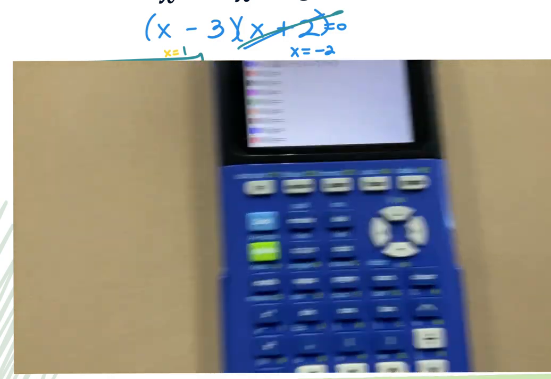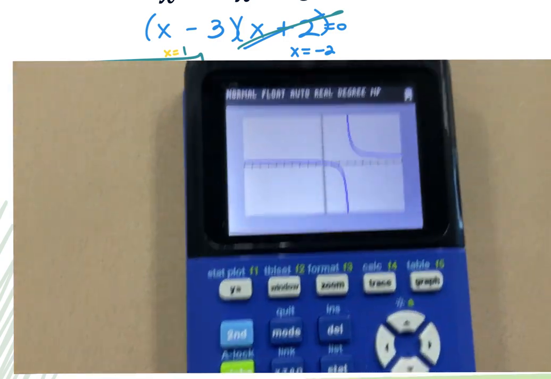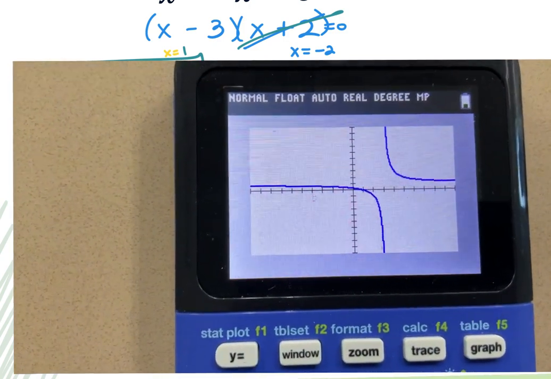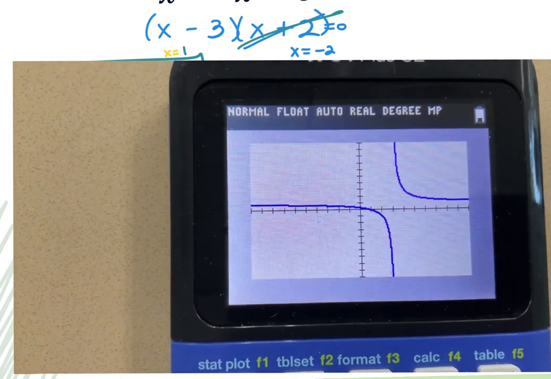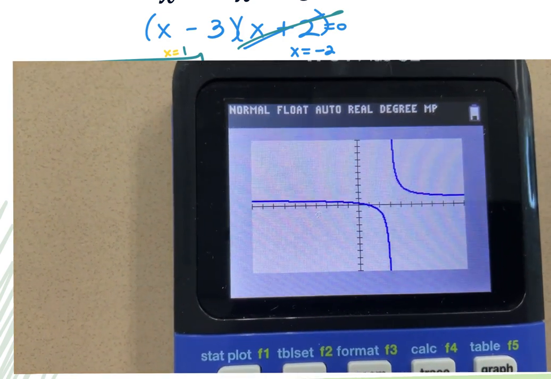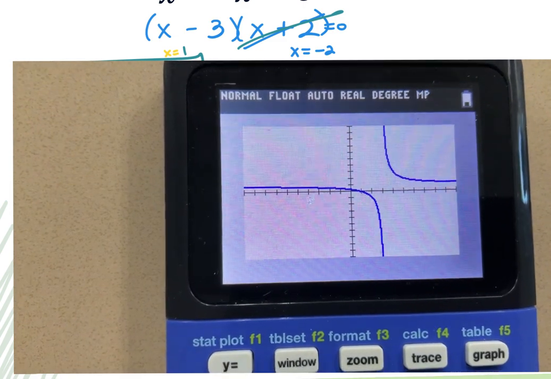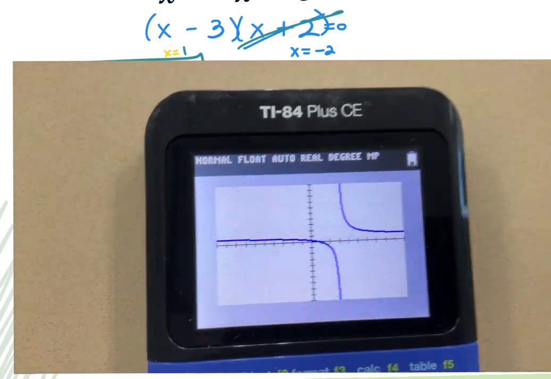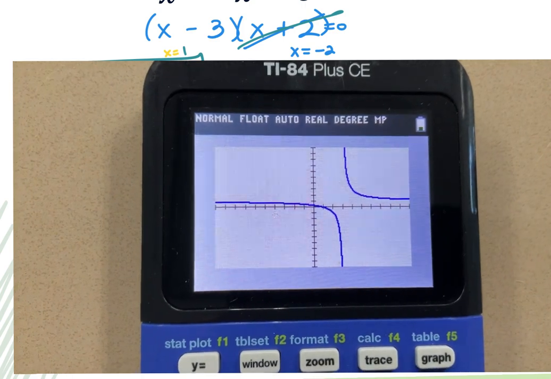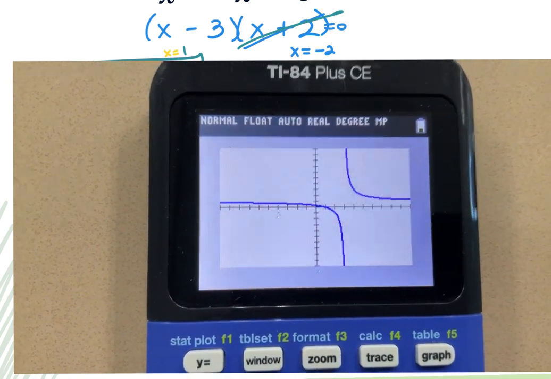Then I hit graph, and I get my actual graph. And notice that there is no hole. You don't see that hole. You have to be smarter than your graphing utility at this point and know that there would be a hole there, okay? The same thing would happen if I typed in my original because it would simplify it for me. But I should end up with that graph.